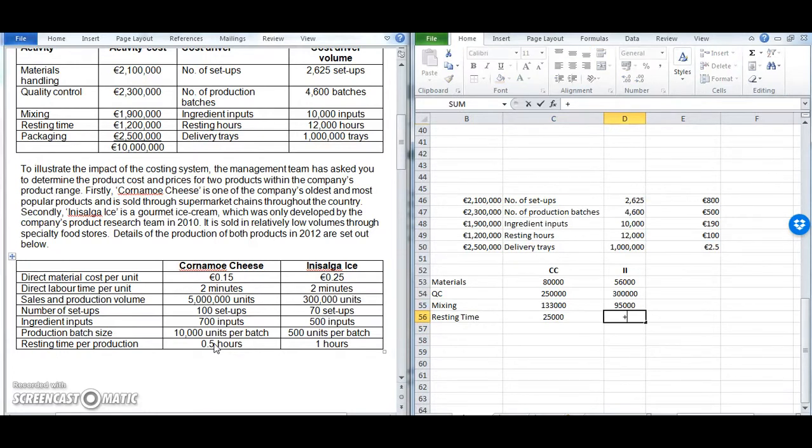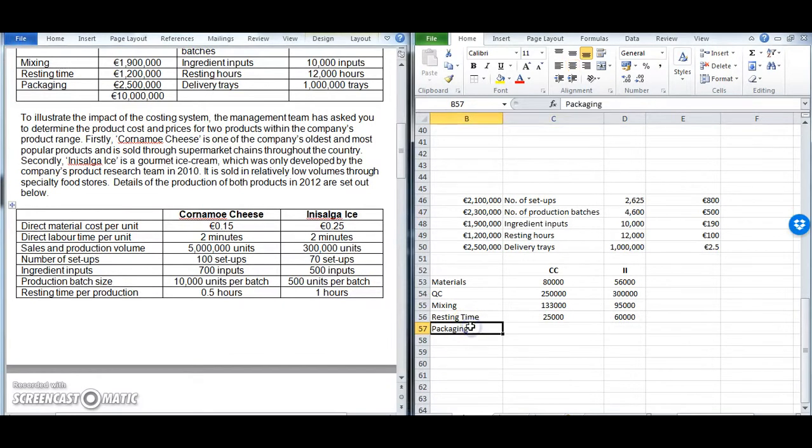Likewise, in terms of resting time, it's still €100 per resting hour times 1 hour per batch, and the number of batches is 600. So that will get you to 60,000. So far fairly straightforward in terms of same approach as before. The only difficulty is there may be a small bit of work to figure out the relevant information from the table given.